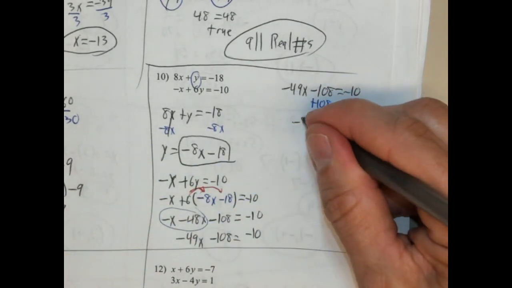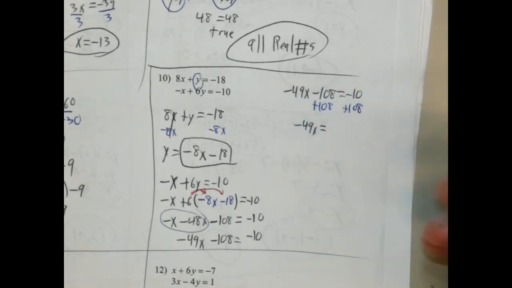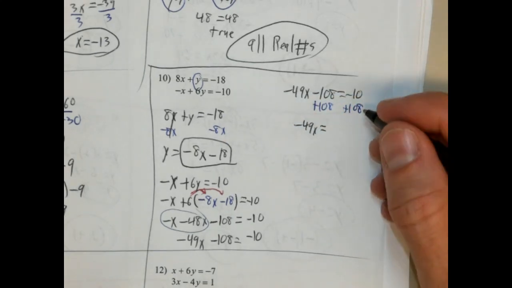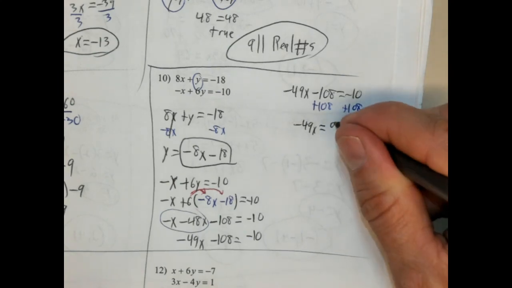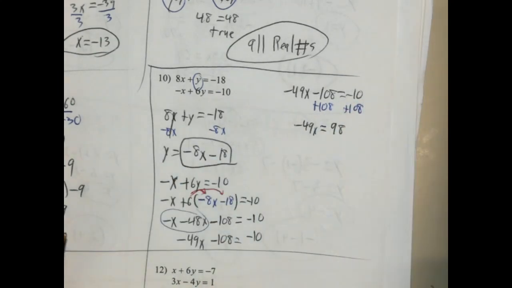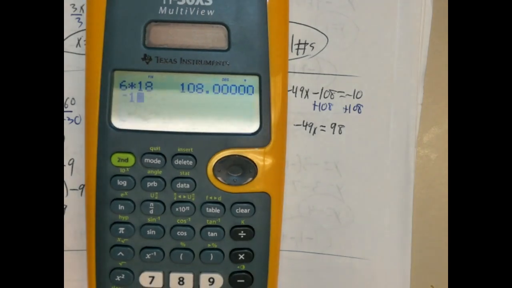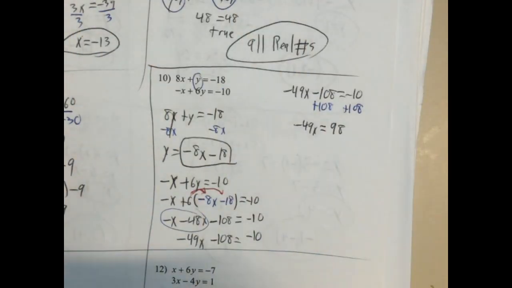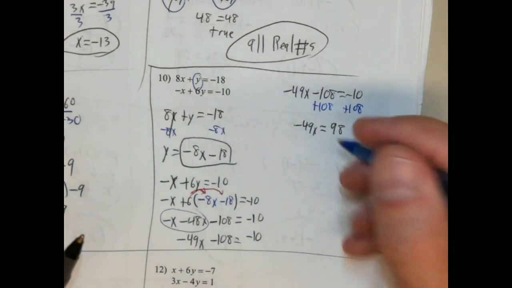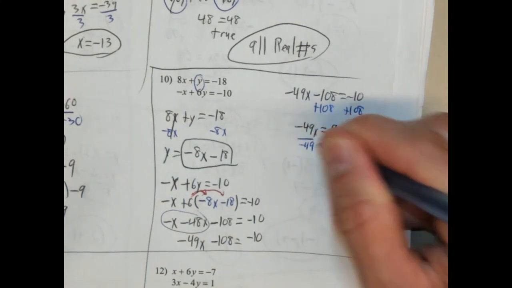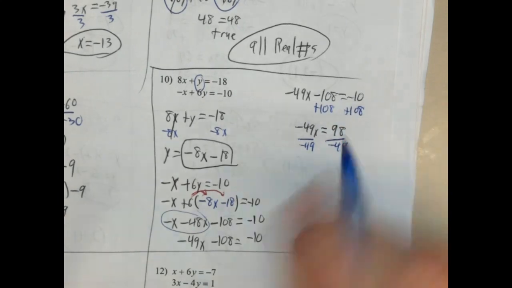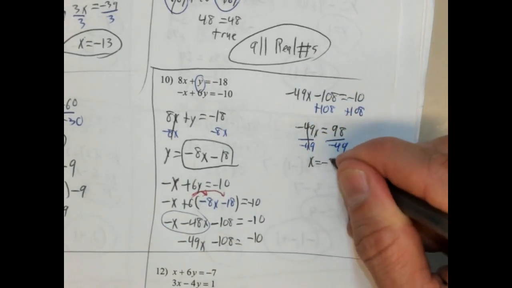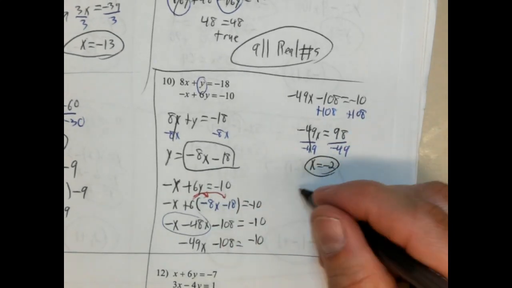So we have negative 49x equals, I want to say that's 98. Let's double check. Negative 10 plus 108. Yep, 98. We're going to divide by our coefficient, which is negative 49. And that should equal negative 2. X equals negative 2. So now we're going to go ahead and plug that in here.